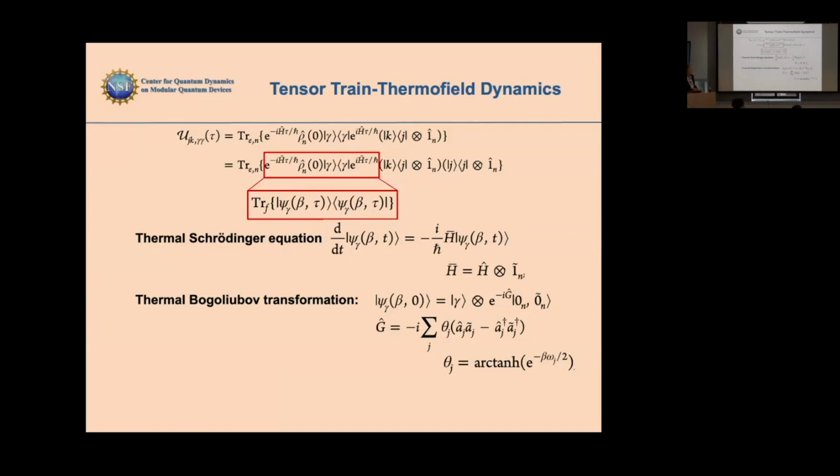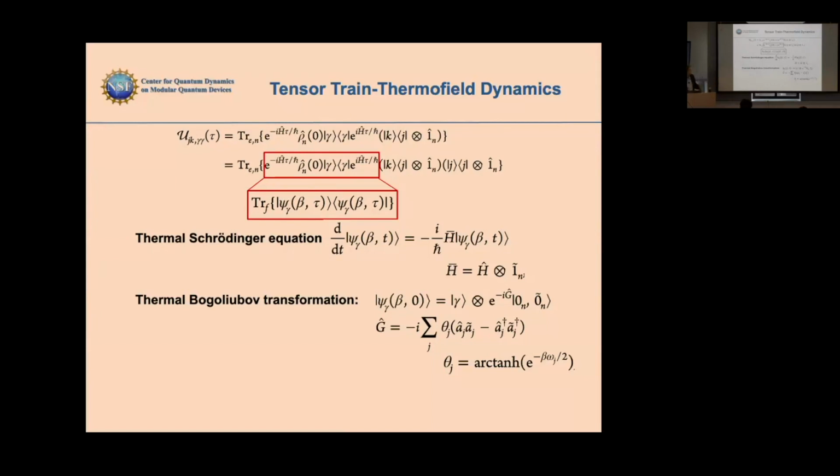And the initial state, the thermal state, can be obtained directly by squeezing vacuum, where this gives a very efficient way of generating an initial density matrix for this particular case when the bath is a bath of harmonic oscillators.